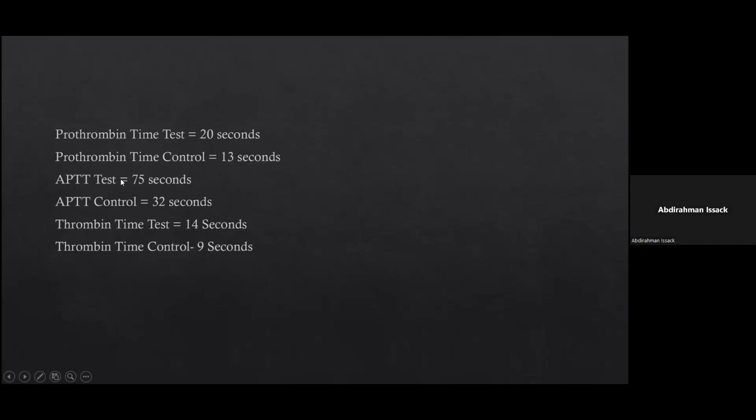The APTT, the test is 75, the control is 32. Prolonged as well. The thrombin time, the test was 14 seconds and the control is 9 seconds.